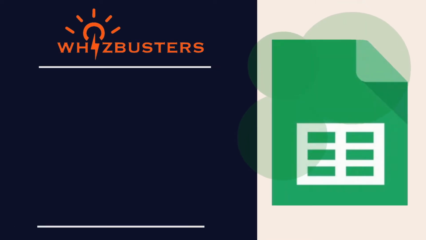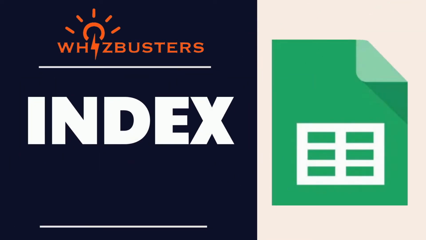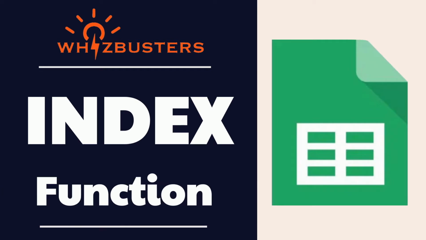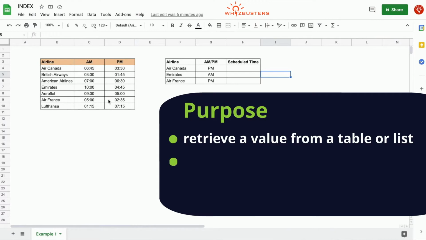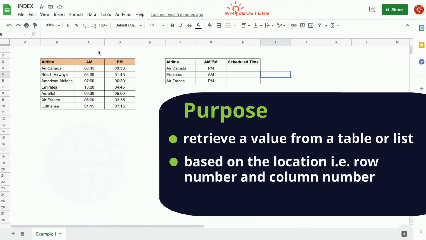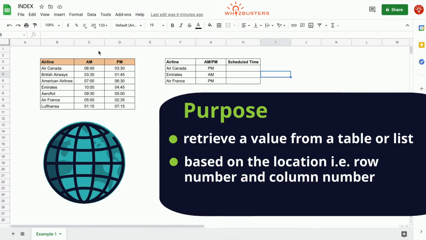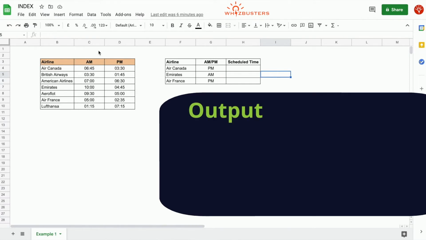I'm Emma, and today I'm going to show you how to use the index function with examples in Google Sheets and Excel. This function will retrieve a value from a table or list based on the location of the rows and columns, kind of like using the latitude and longitude to see what country is in a specified location. The index function returns a value from the table at the given location cell, specified by the row number and the column number.